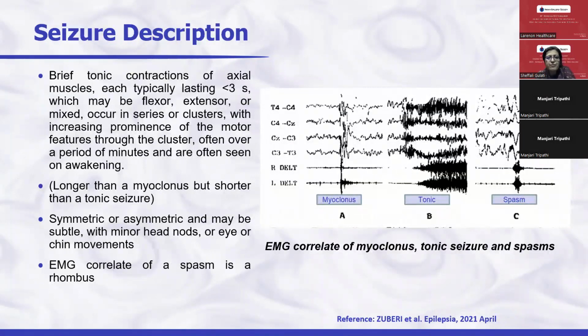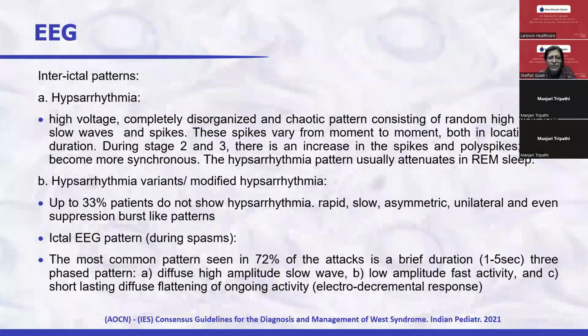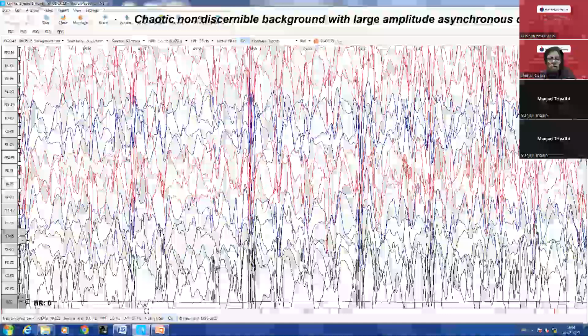Basically, you have brief tonic contractions of the axial muscles, each typically lasting less than 3 seconds, which may be flexor, extensor, or mixed in nature. There are diagnostic criteria, which I mentioned. Hypsarrhythmia is an interictal EEG finding, mostly in non-REM sleep, and you should have a full sleep-wake cycle in these small children to avoid missing it. There are certain variants called modified hypsarrhythmia, which occur in up to 69% of these children. Hypsarrhythmia is a high voltage, completely disorganized and chaotic pattern consisting of random high voltage slow waves and spikes. These spikes vary from moment to moment, in both location and duration. This is the chaotic record which you can see.